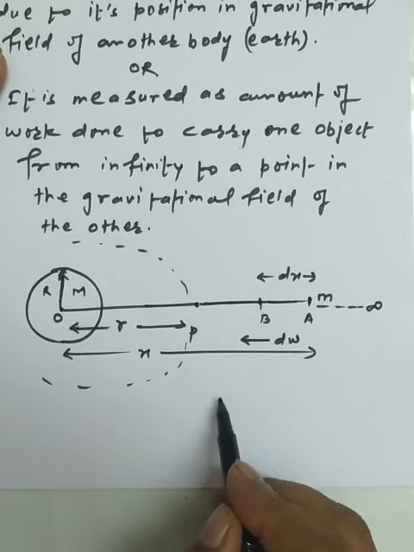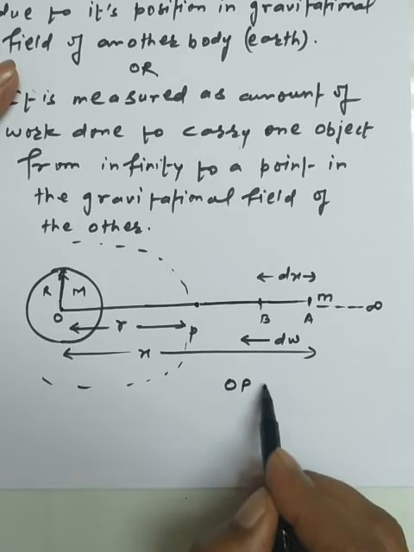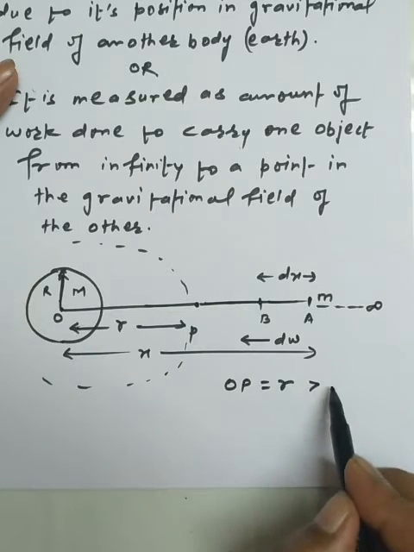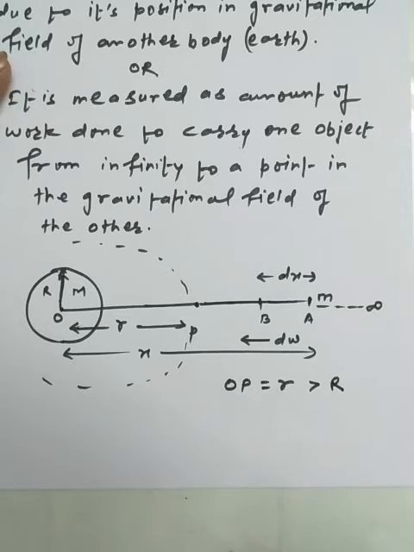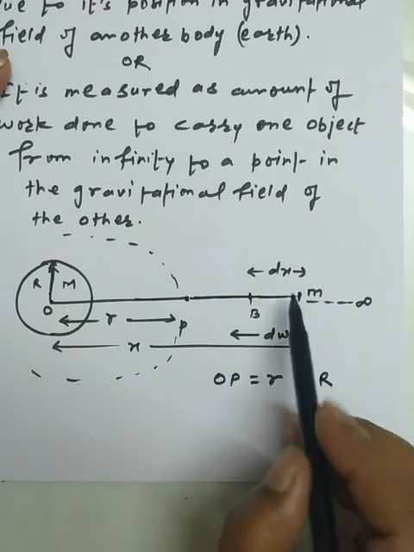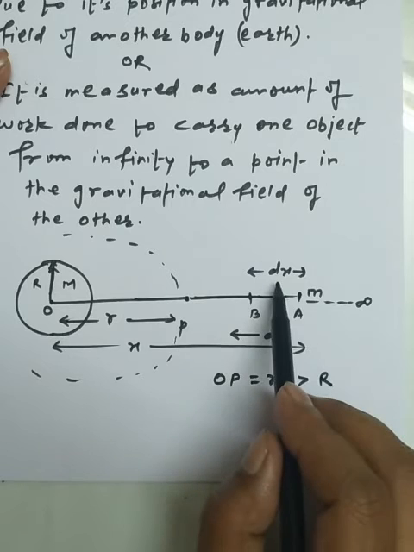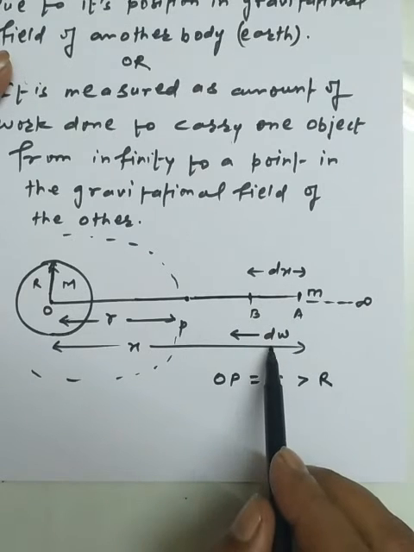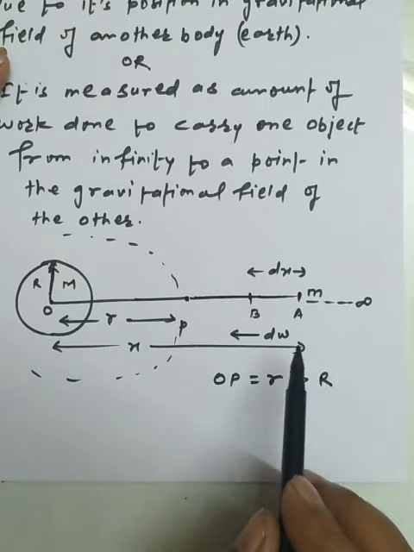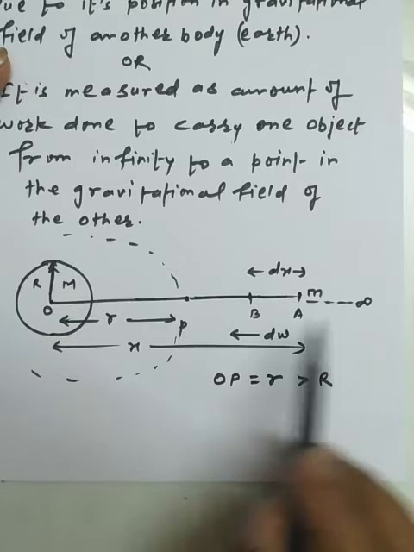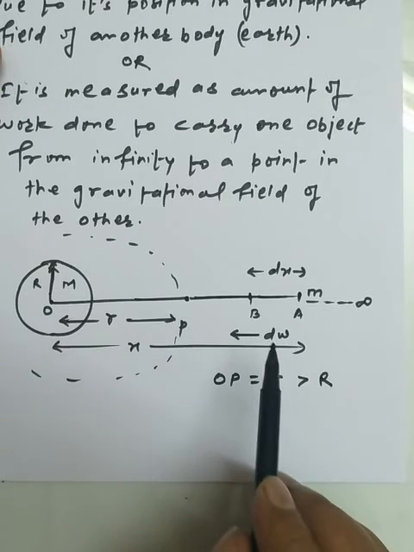Here we are assuming that OP is simply r, and r is greater than 2 capital R. Now we take a small displacement of the object from A to B, given by a small dx. So we are doing a small amount of work. To compute this work done, we approach a limit from infinity to r.